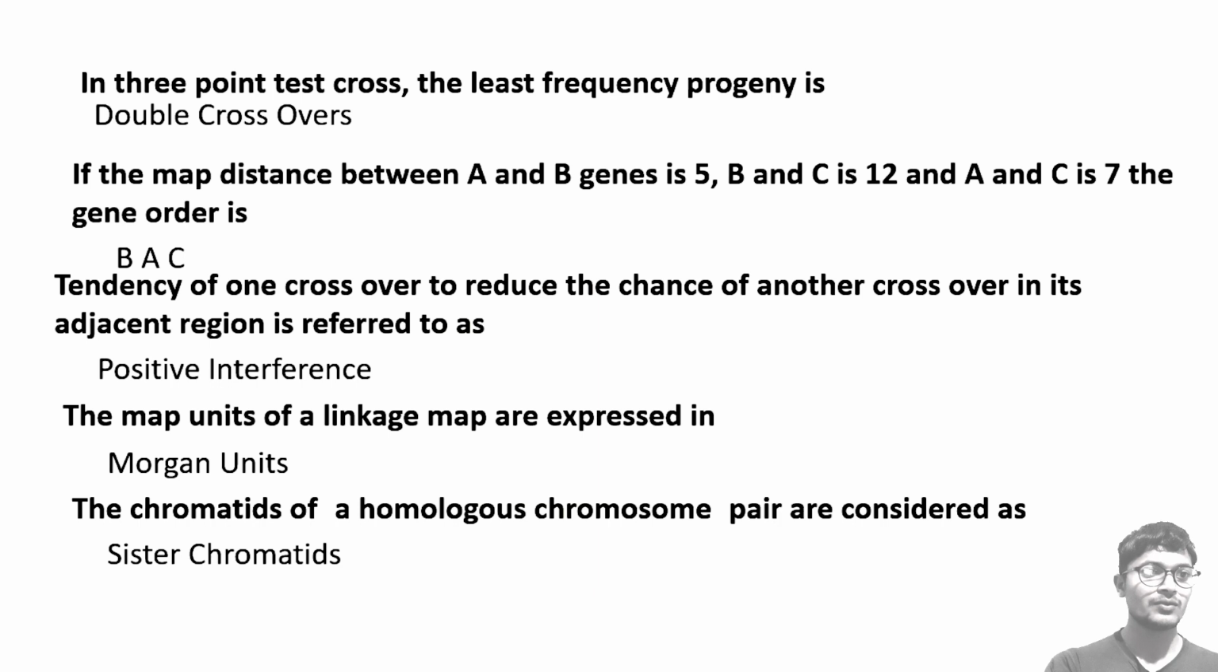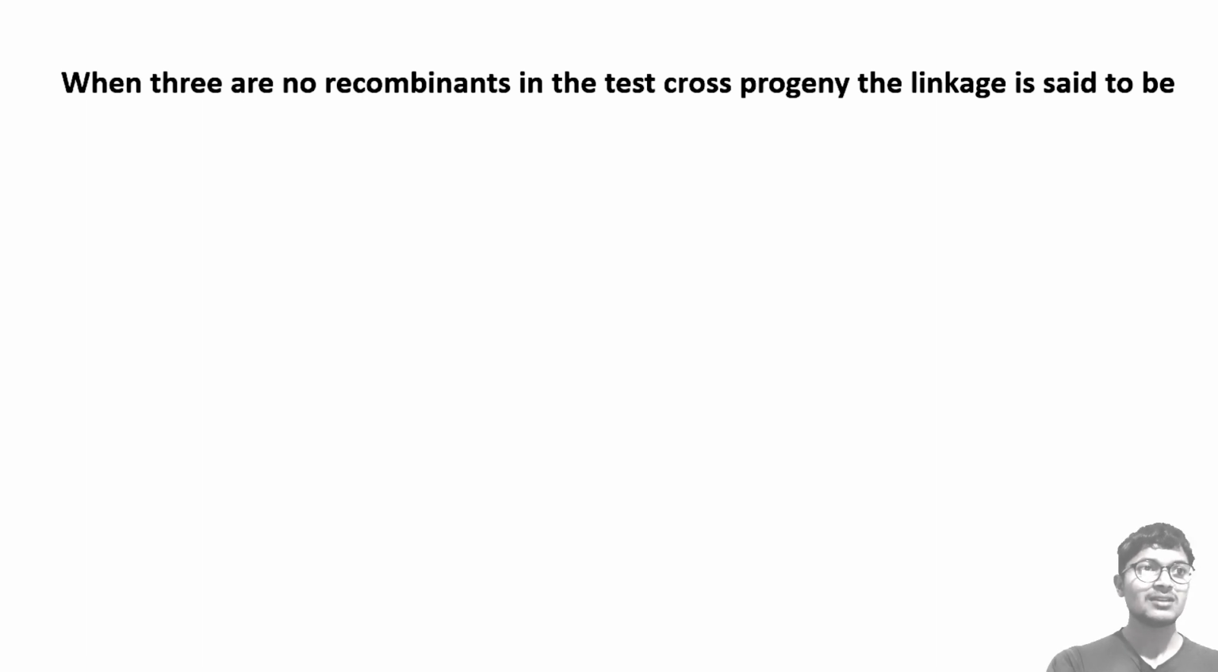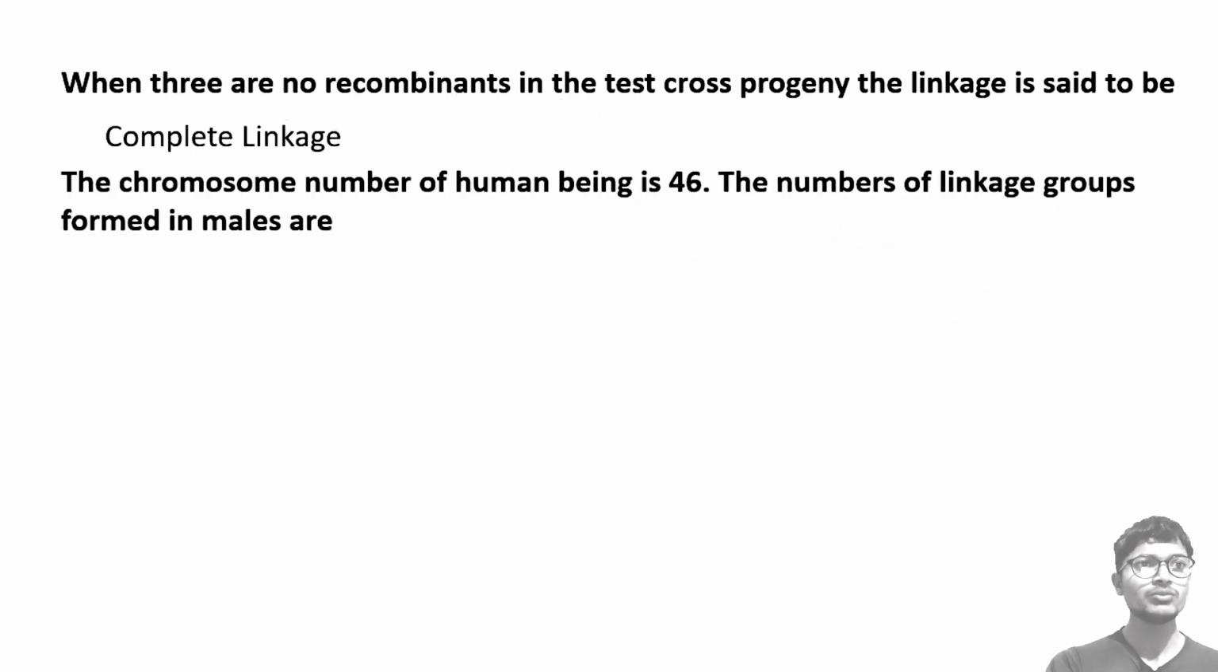So now we are moving to next slide, and first question is: when there are no recombinants in the test cross progeny, the linkage is said to be? Answer is complete linkage. Clear? Next question. The chromosome number of human beings is 46. The number of linkage groups formed in male are? Answer is 23.